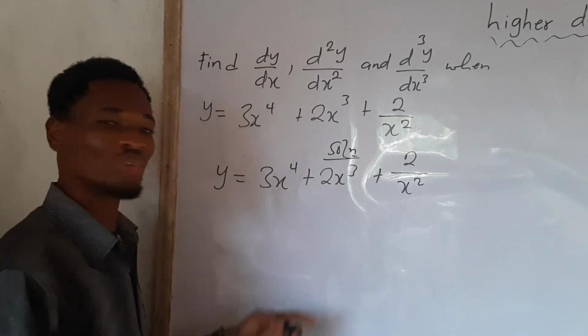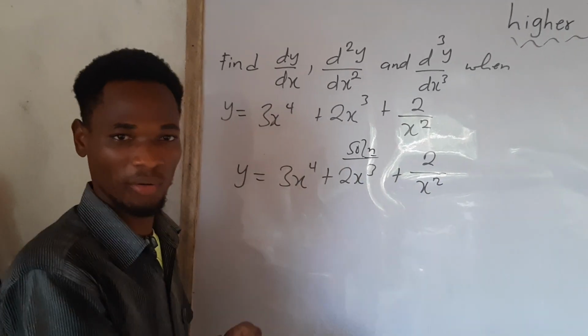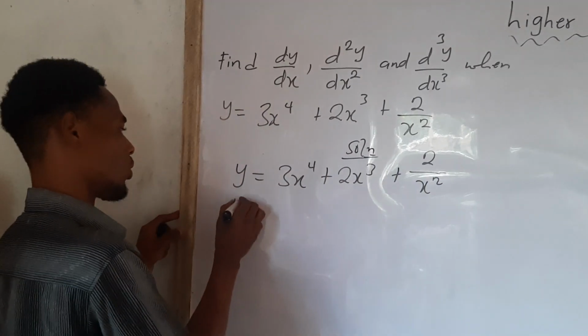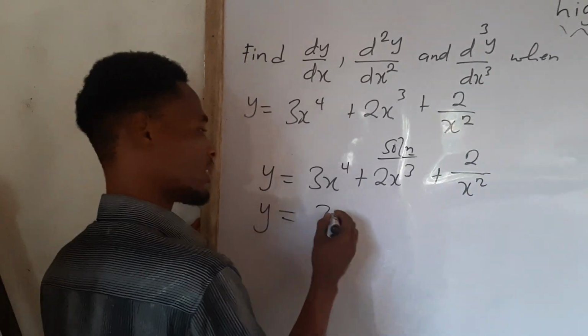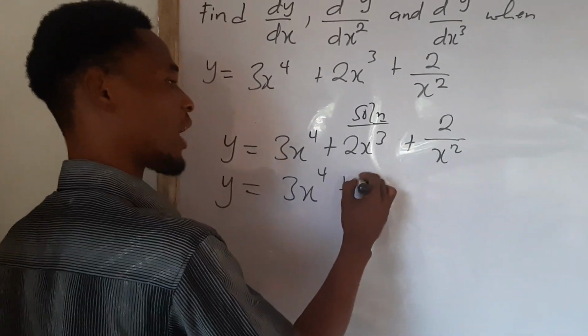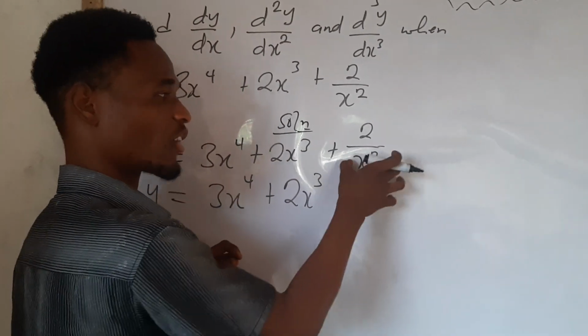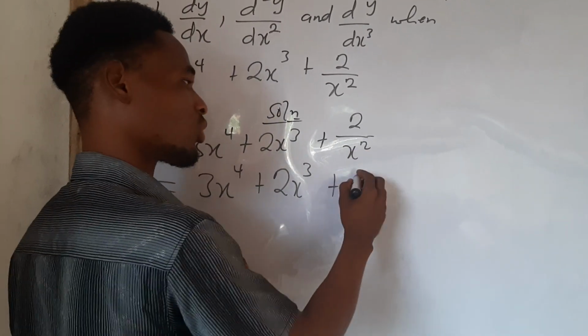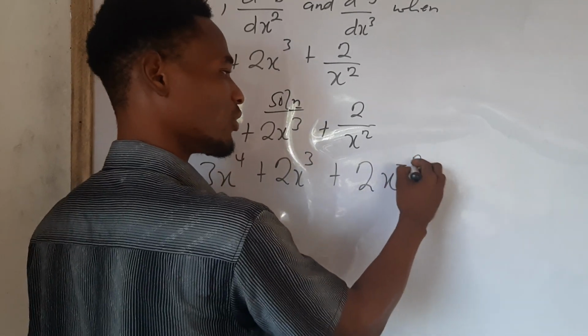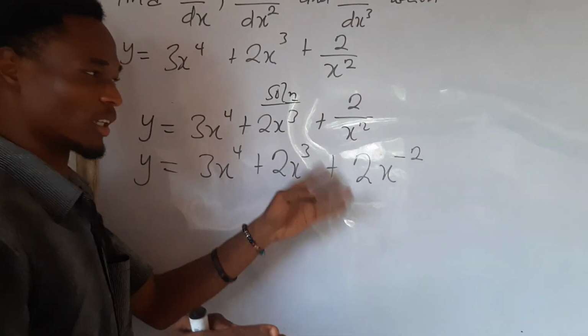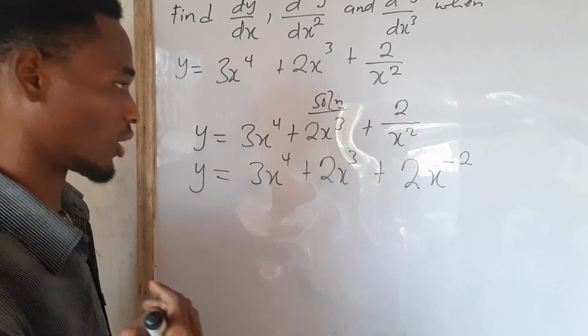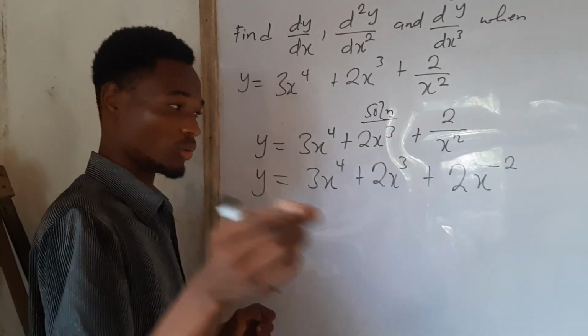Now, you know that I can rewrite this in a different form. This is the same as y equals 3x to the power 4 plus 2x to the power 3, then plus, by the law of indices, when I transpose this to become the numerator, it becomes 2x to the power negative 2. We solved examples like this in the previous videos.